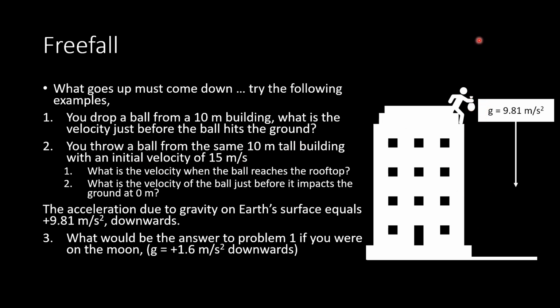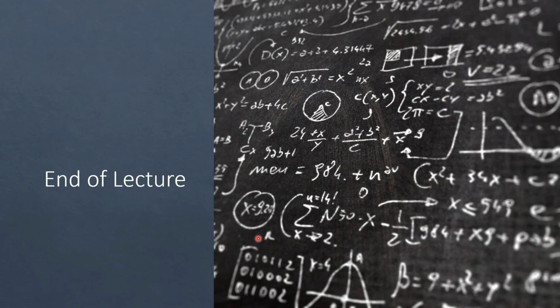What is the velocity going to be when it reaches the top and changes direction? What is the velocity when it reaches back at the rooftop? And what is the velocity going to be for part 2 just before impact at 0 meters? And then the last part: what would the answer to number 1 be if you were on the moon, where gravity is about 5 times less than on Earth, so around 1.6 meters per second squared? And that's the end of the lecture.